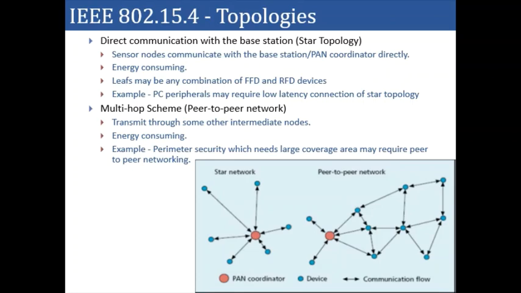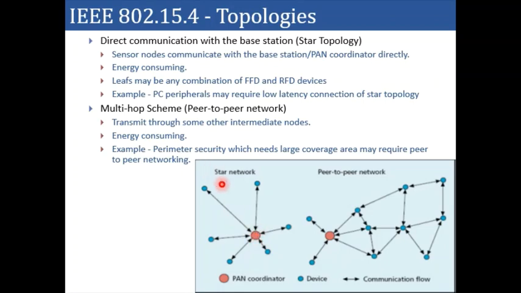Now let us talk about the various topologies being supported in IEEE 802.15.4. So first topology is direct communication with the base station, that is called star topology. Here the sensor nodes communicate with the base station, or maybe the PAN coordinator, directly. If you see in this figure, in the center you will have one PAN coordinator where the various leaves are coming out, and at the end you will see the device which is communicating with the PAN coordinator.